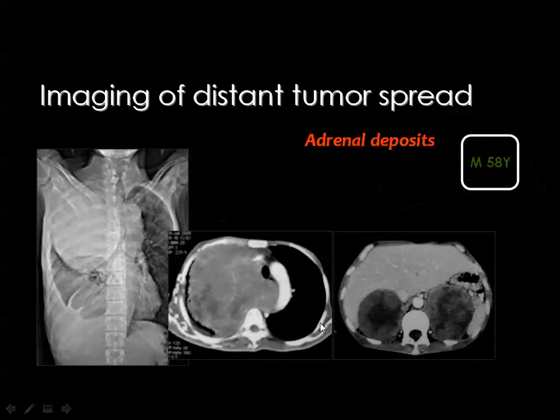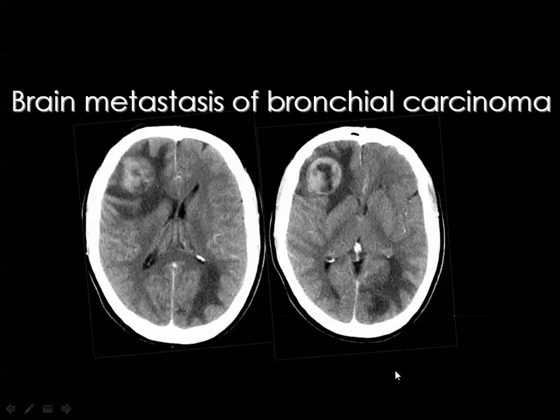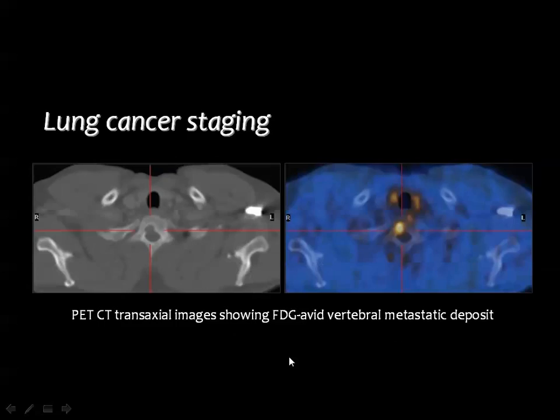Then imaging of the distant tumor spread. You know that the most common two sites for spread of the lung cancer are the suprarenal glands and the brain. This is a huge bronchogenic carcinoma invading the superior vena cava with huge bilateral adrenal metastasis. And this is a brain of a patient presenting first by brain deposits, and searching for the primary, it was in the chest, and this is a common scenario in the clinical practice.